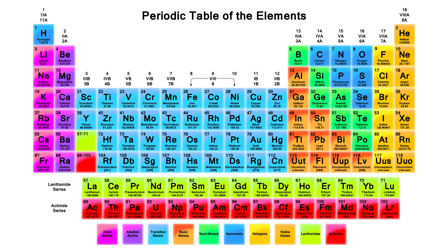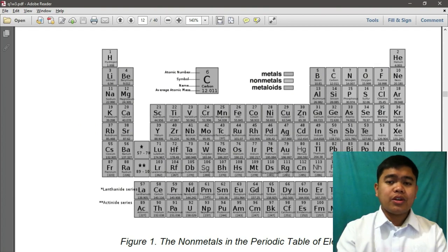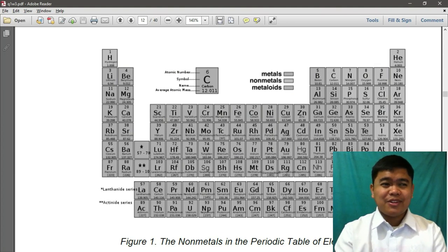Yes, we have carbon, nitrogen, fluorine, helium, neon, phosphorus, sulfur, chlorine, argon, selenium, bromine, tellurium, iodine, oxygen, xenon, krypton, radon, astatine, and hydrogen. So those are the nonmetals in the periodic table, and they are concentrated to the right of the periodic table of elements.